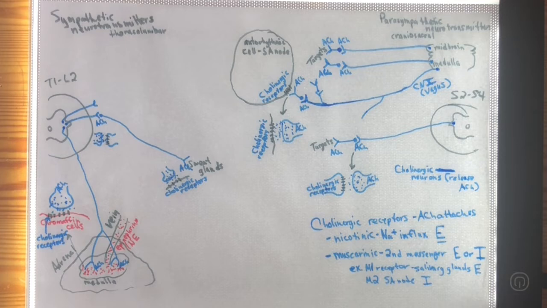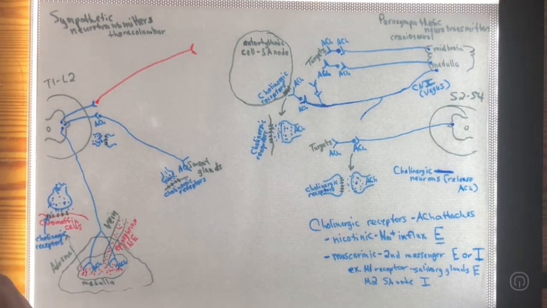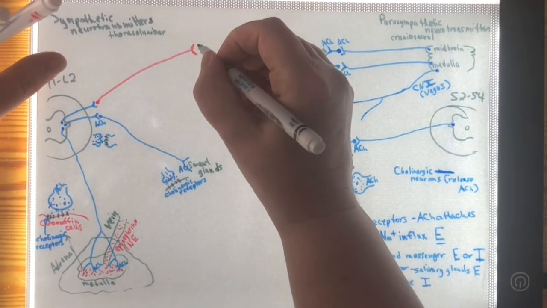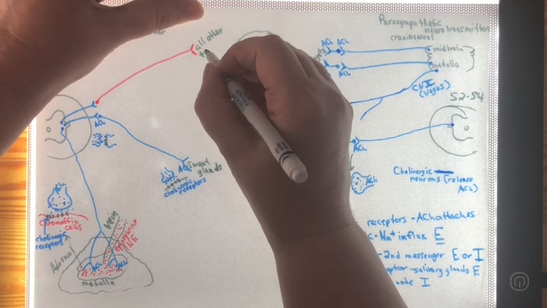So they will be able to receive the cholinergic input and then therefore be activated when that postganglionic neuron is activated. Finally, let's look at the way that most of the sympathetic nervous system works. We have a preganglionic neuron that is blue. We have a postganglionic neuron that is red.